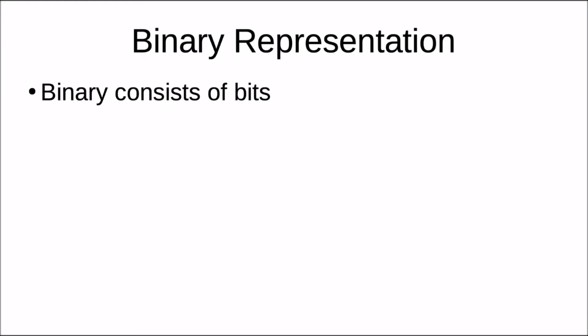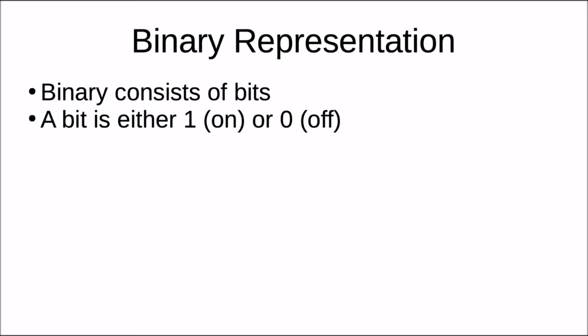Hi guys, in this video I cover binary representation. Let's understand what binary means. Binary consists of bits and each bit is either 1 or 0. When the bit is 1, it is turned on, and when it's 0, the bit is turned off. Many times you also hear the term byte. A byte consists of a sequence of 8 bits.